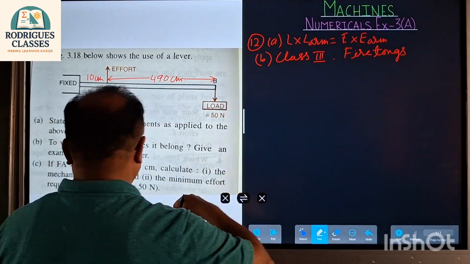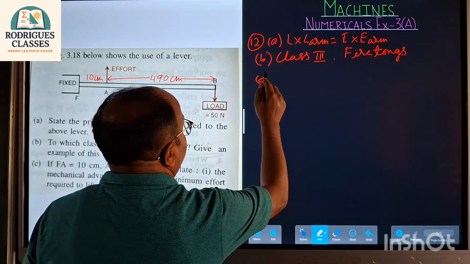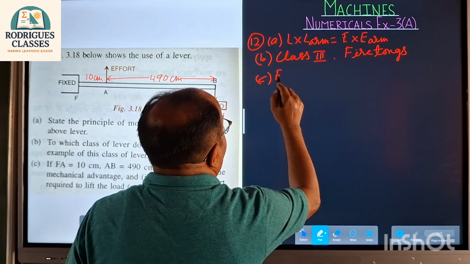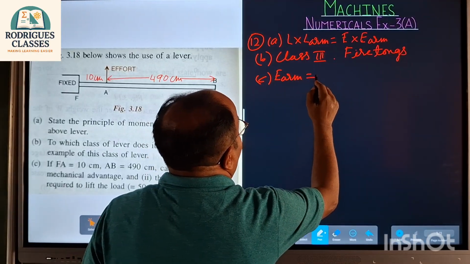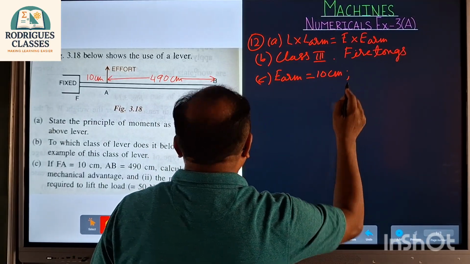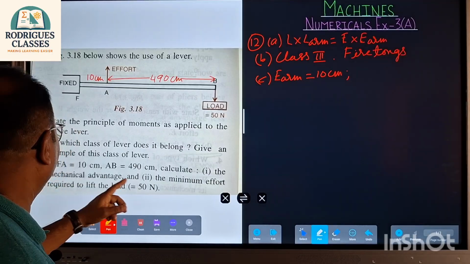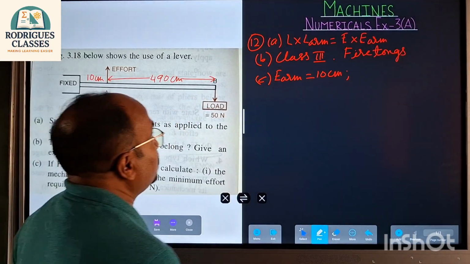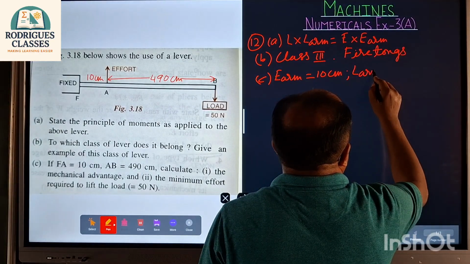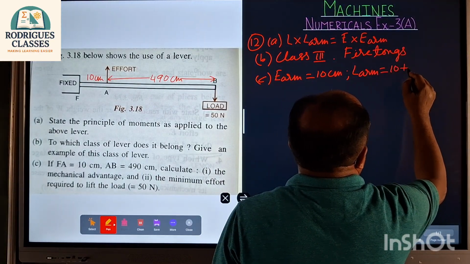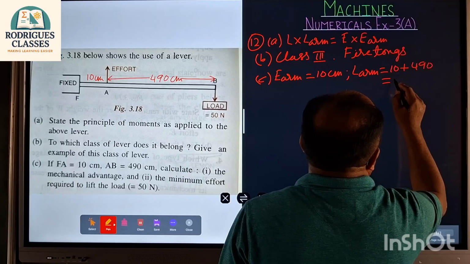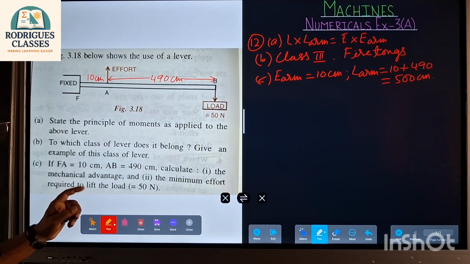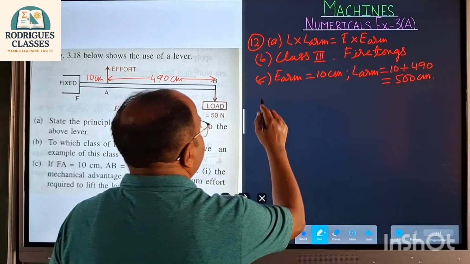Now coming to the C part, FA is 10, so this is my effort arm. So I will write here effort arm equals 10 centimeter. We have to find the load arm as explained here. Load arm will be from the fulcrum to the load. So I will write here load arm equals 10 plus 490 is equal to 500 centimeter. So now I can go to find the mechanical advantage.